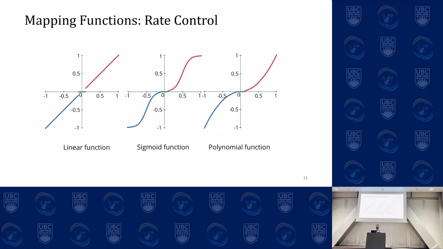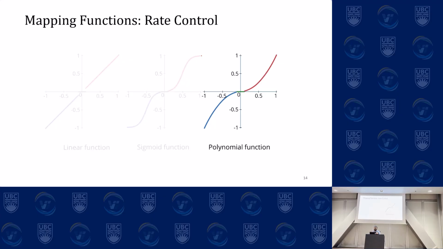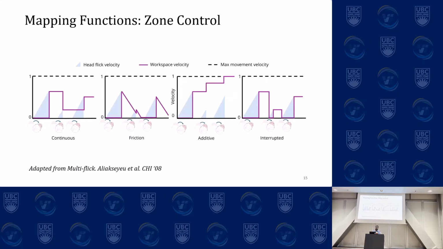We explored 3 rate control mapping functions: linear, sigmoid, and polynomial. And you'll find the details of these in the paper. From a very high level, based on the mapping function, the speed of the workspace increases the farther you turn your head. Each function has its unique characteristics. For example, the polynomial mapping function results in very slow workspace movement for small head rotations, but a rapid increase in speed for larger head rotations.